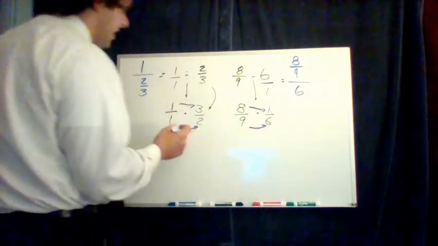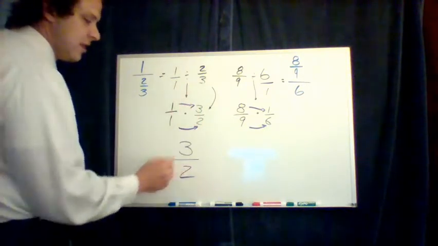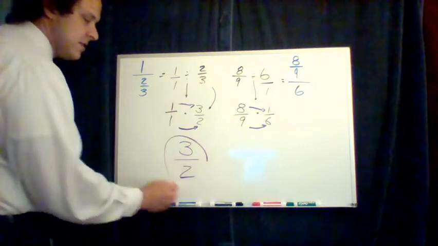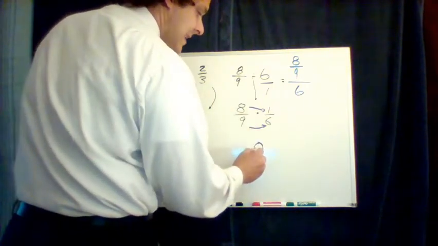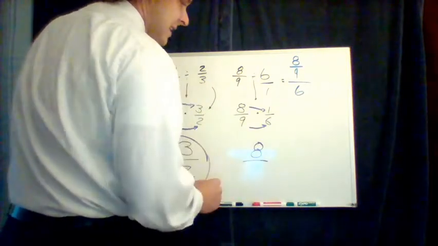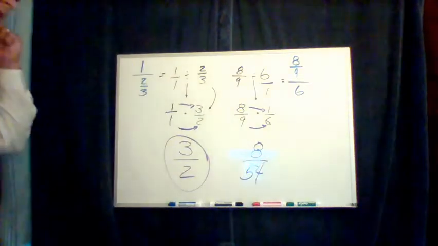All right, straight across. 1 times 3 is 3. 2 times 1 is 2. You can leave your answer as 3/2. Right over here, 8 times 1 is 8. And 9 times 6 is 54. Right, 54 here.